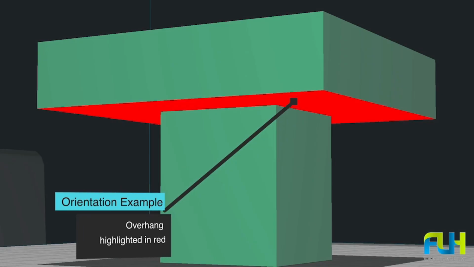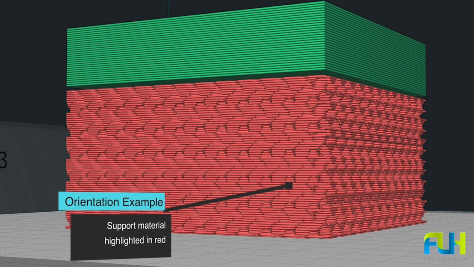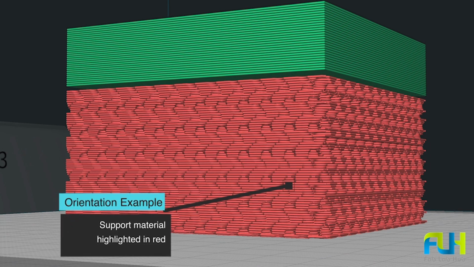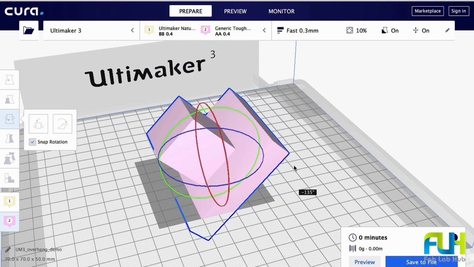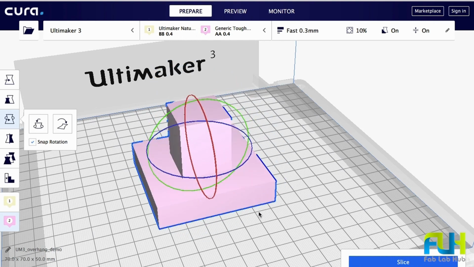Parts that have overhangs require support material to print properly. More on this in a future video. By strategically orienting your prints, you can reduce the need for support material. This has a number of benefits.